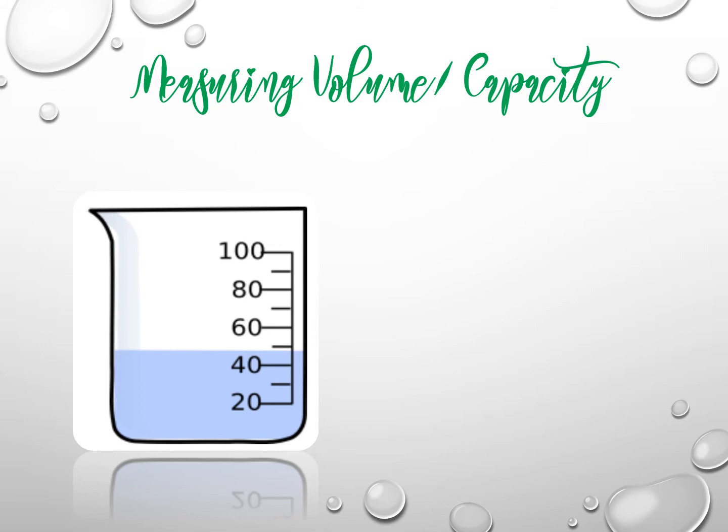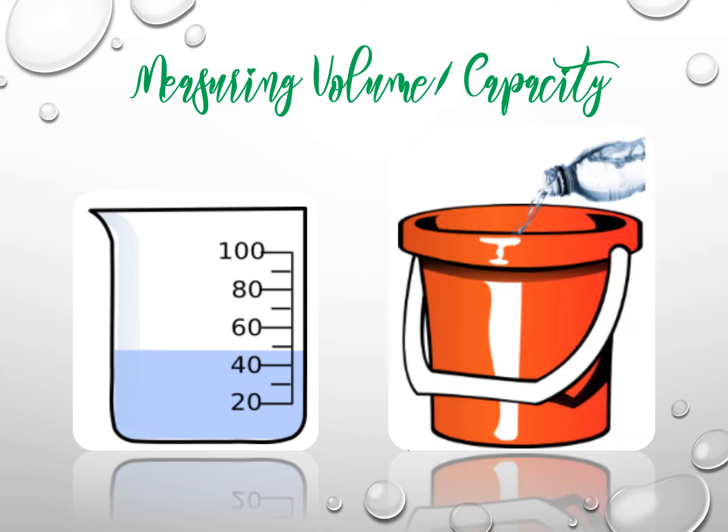In the figure here, since the water level is between 40 and 60, we can assume that the capacity of this is 50 units. So, sinabi kong units kasi wala namang nakalagay either ml or what kind of unit. So, since walang nakalagay kung anong unit siya, we can safely say that the measure or the capacity of this beaker is 50 units.